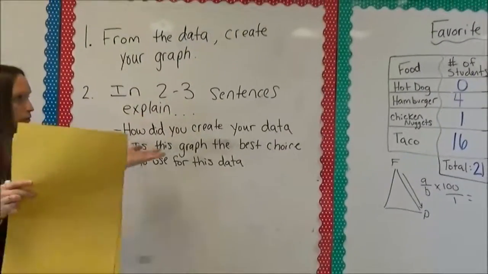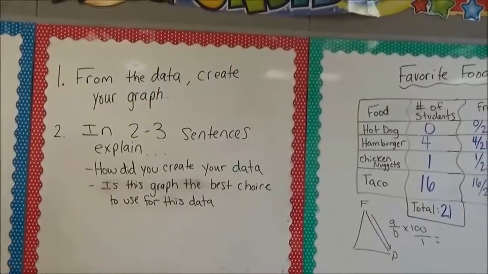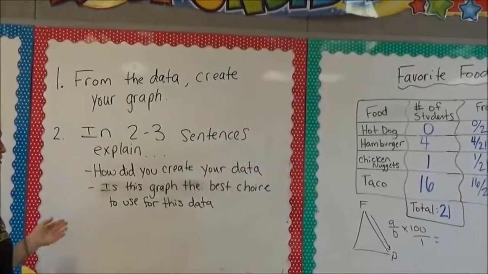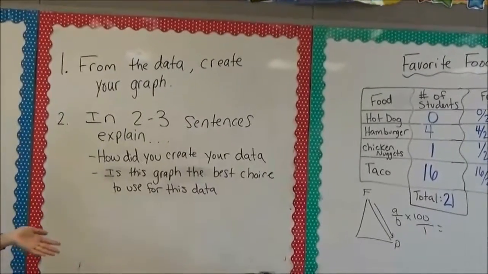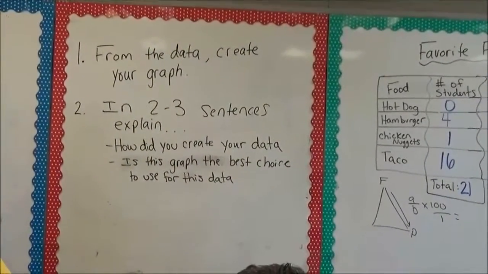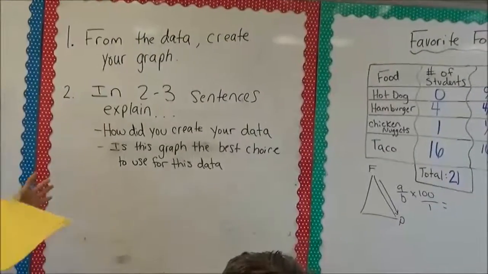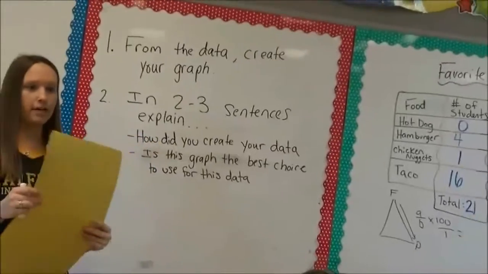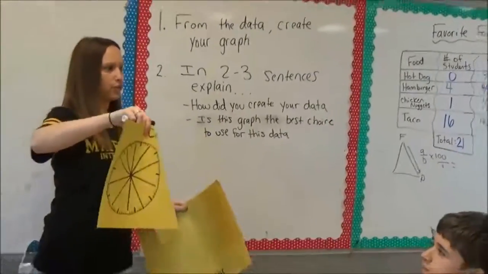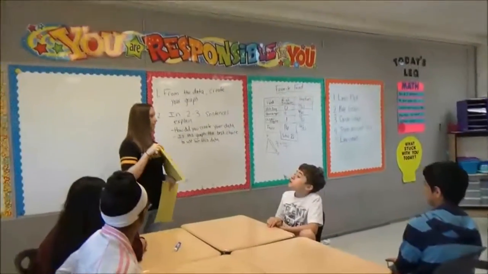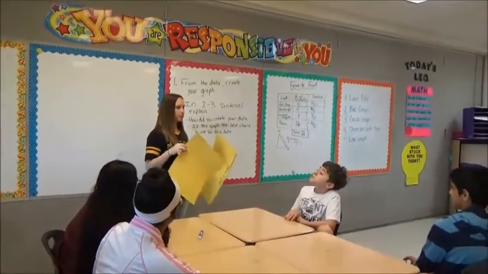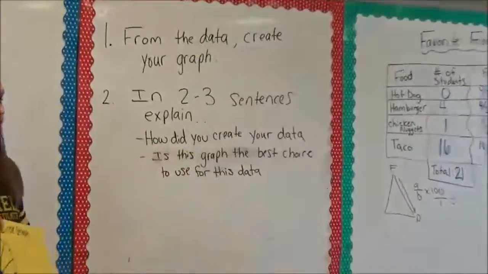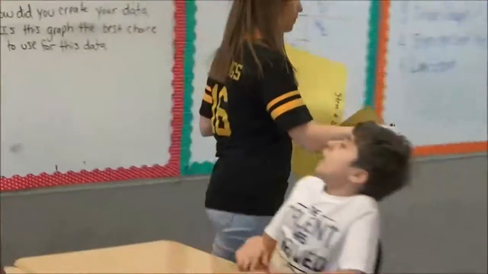So what did we do? How did we get these numbers? How did we get the fractions? And then, is the graph that you created the best choice to use for this data? There's 5 different graphs. If you had to choose one, do you think the graph that you were given is the best choice? I'm going to come around. Each group is going to get a different graph, and you're going to take about 5 minutes. As a group, collaborate and create your graph and write 2 to 3 sentences answering those 2 questions.